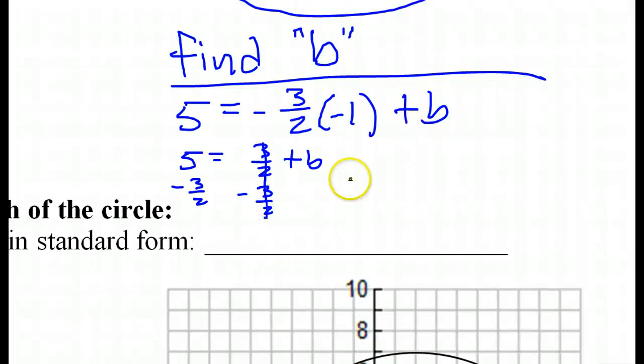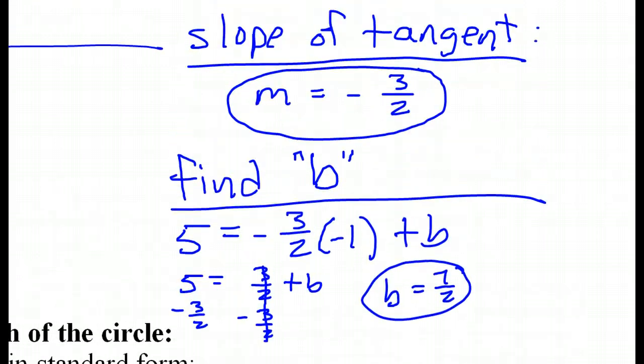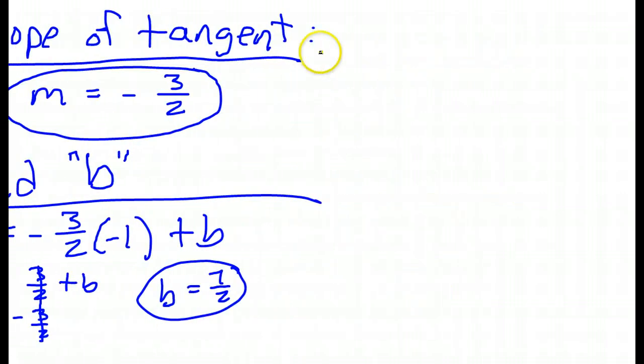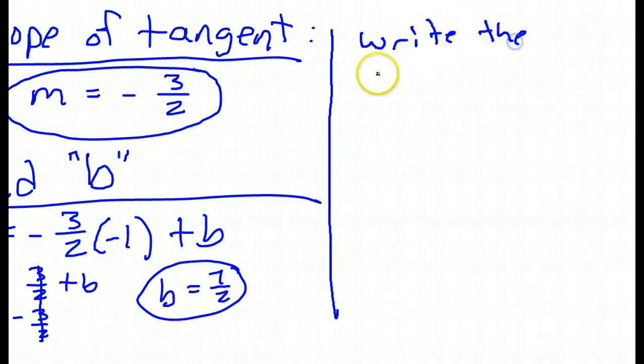That's 7 over 2. Okay, so that's b. So b is 7 over 2. Okay, so look, we have the two things we needed. We needed m and we needed b. Now we have them both. So now it's time for the last step, which is to write the equation.